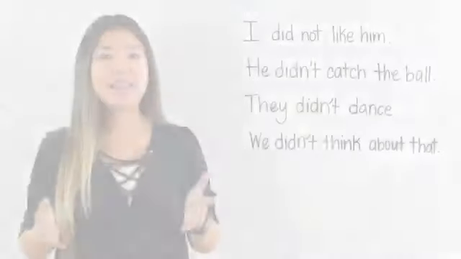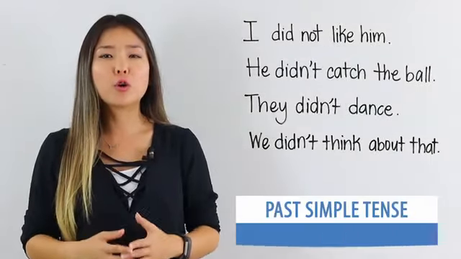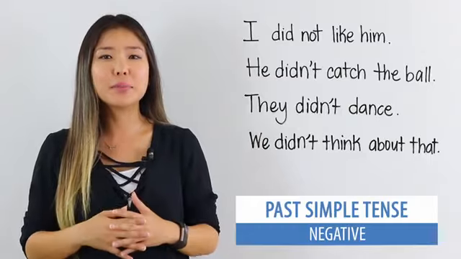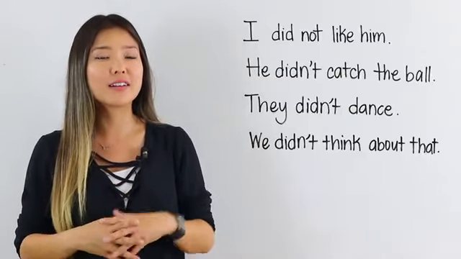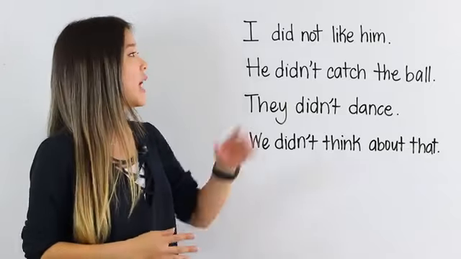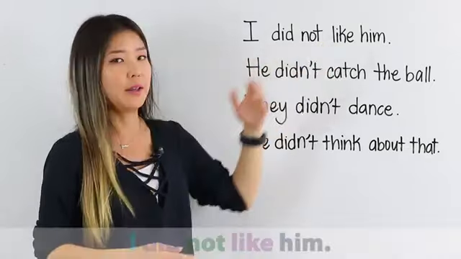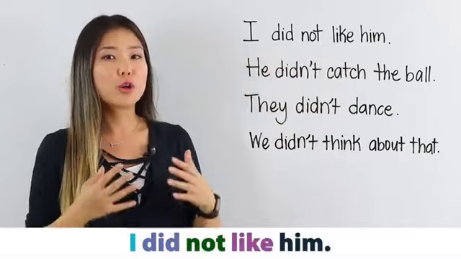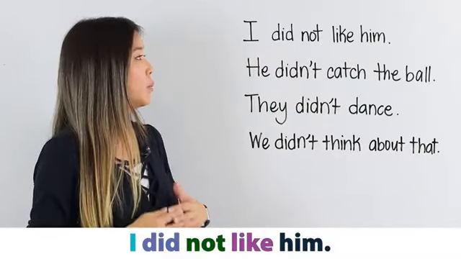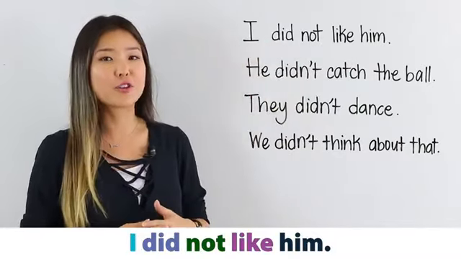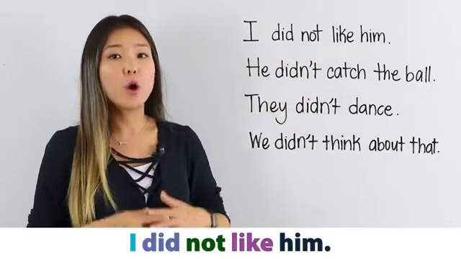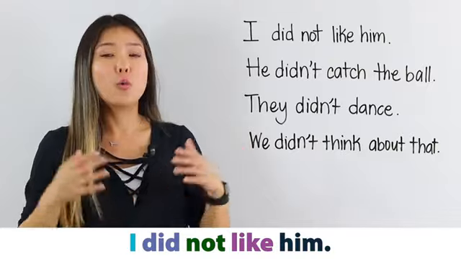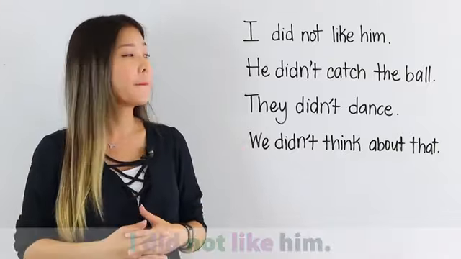Let's move on. Now, let's talk about how to form the negative in the past simple tense for non-be verbs, regular or irregular. Here are some examples. I did not like him. What we do for non-be verbs is simply put did not after the subject. And you'll notice that for the verb, we don't make any changes. We keep the base verb.